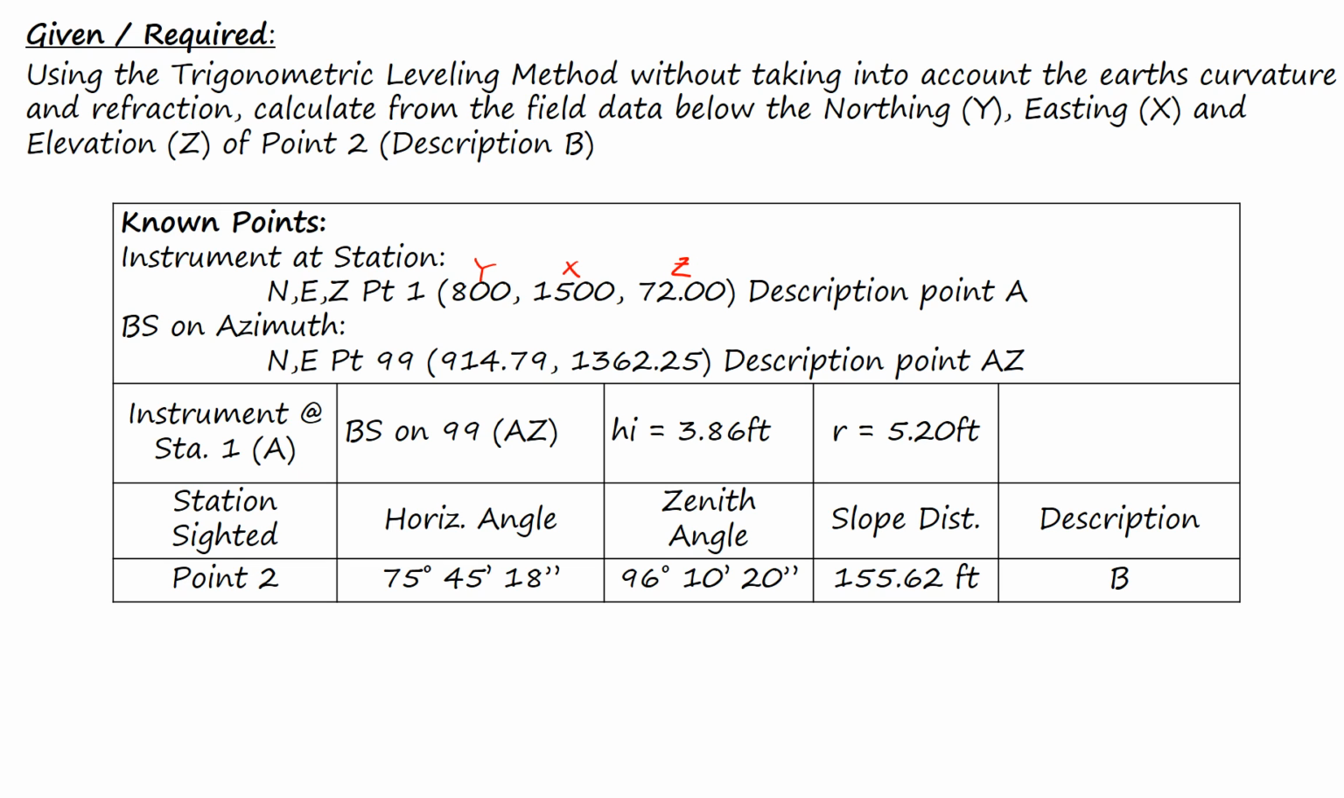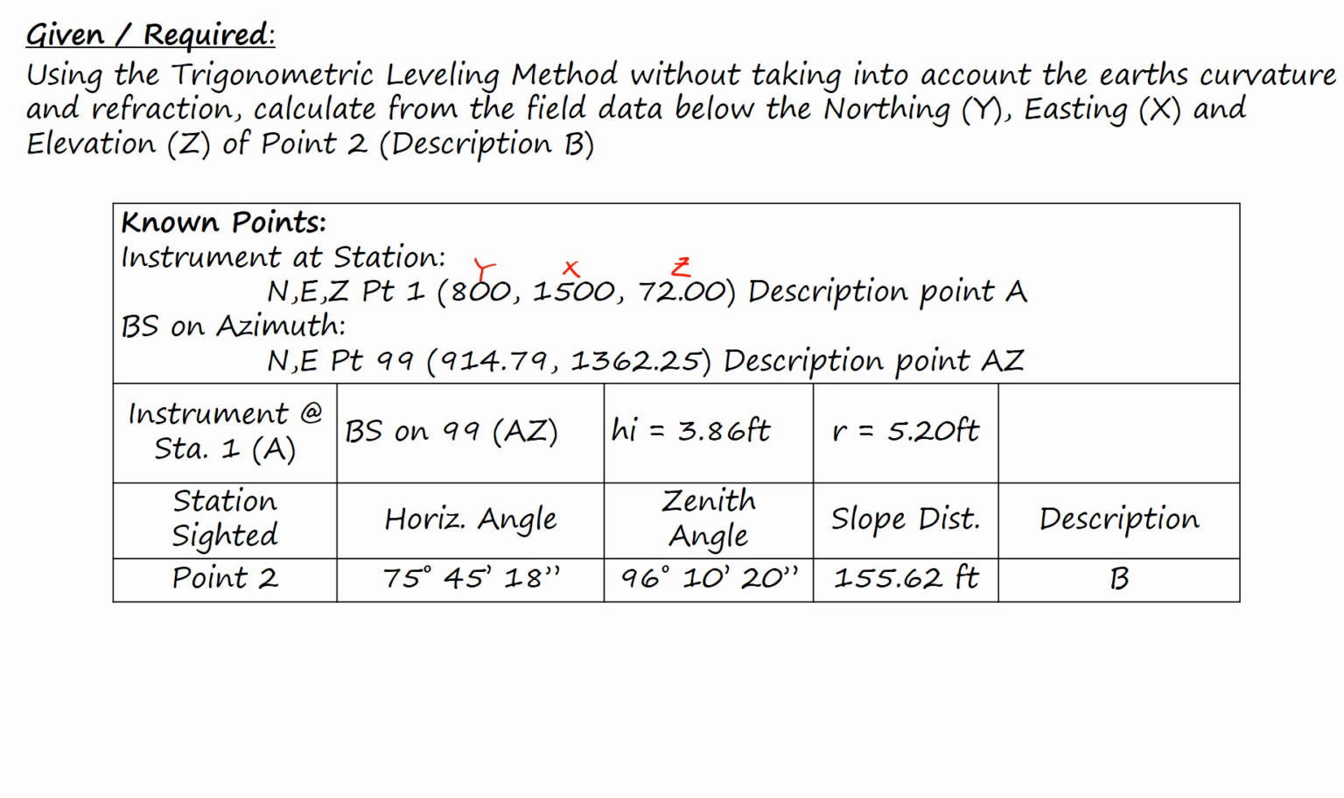Now we're backsighting the point of azimuth, point 99, and it's got a northing of 914.79 and easting of 1,362.25, and we don't really need the z elevation off of that because we're actually calculating the points to determine the azimuth from point A to the azimuth point.